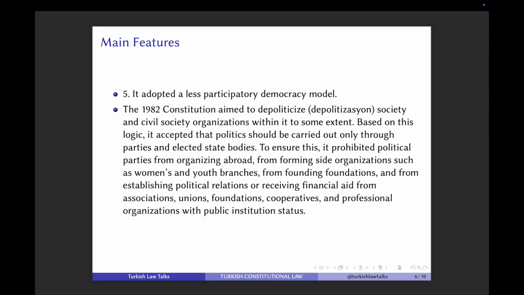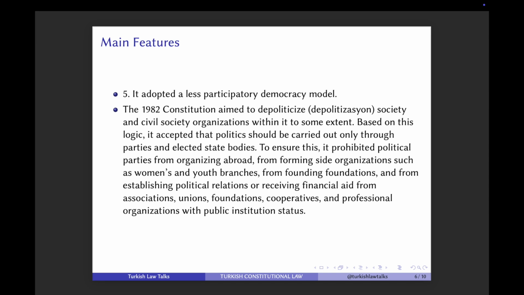Less emphasis on grassroots or civil society activism influencing politics directly. I see. And were there specific rules put in place to encourage this? Yes, quite a few restrictions were placed on political parties themselves. For instance, they couldn't organize abroad, they couldn't set up side groups like women's or youth branches. Really? Okay. Yeah. They also couldn't establish their own foundations, and critically, they were barred from having political or financial connections with a whole range of other organizations like unions, associations, foundations, even professional bodies that had public institution status. So trying to keep the parties quite self-contained and focus purely on the electoral and parliamentary process. That seems to have been the aim, yes. Keep politics within those defined channels.